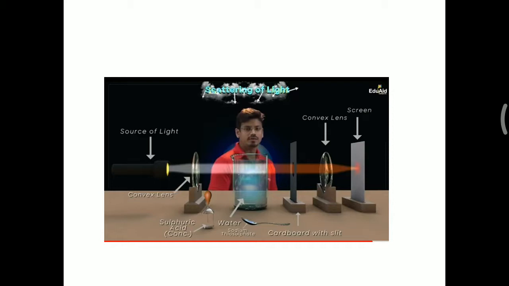The same phenomenon happens in the sun appearing reddish during sunrise and sunset, because when the sunlight travels a longer distance, the fine particles present in the atmosphere scatter the blue light and allow the longer wavelength of red light. So the sun appears reddish during sunrise and sunset.